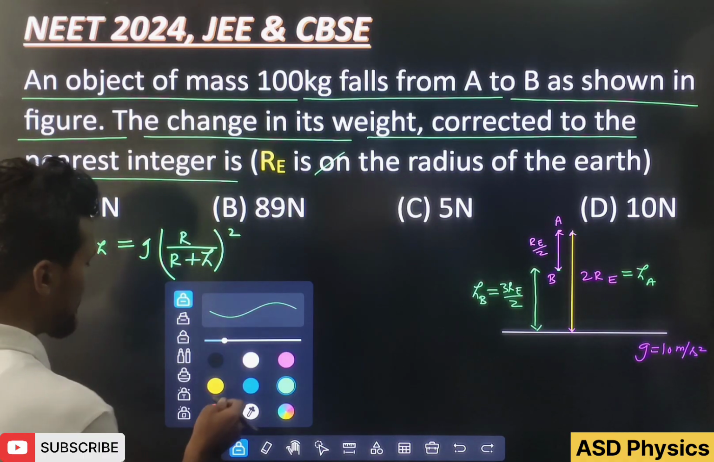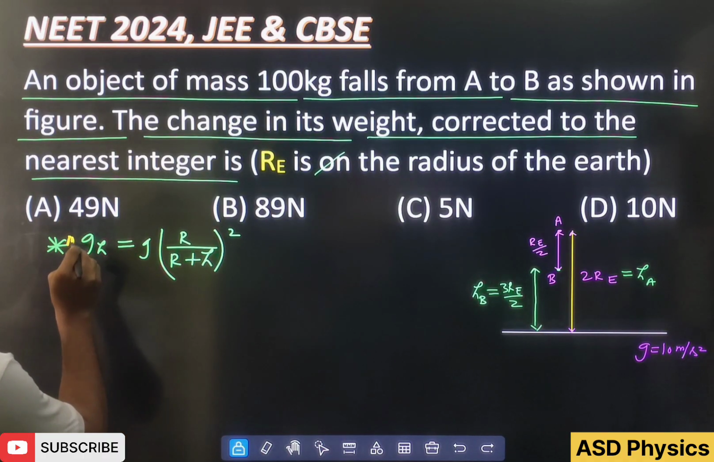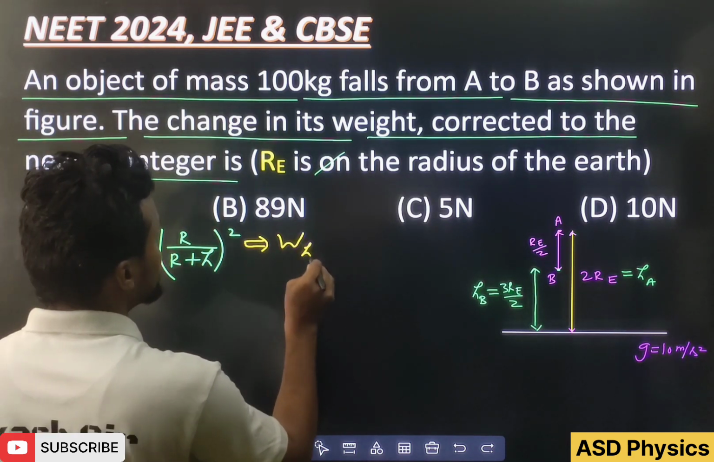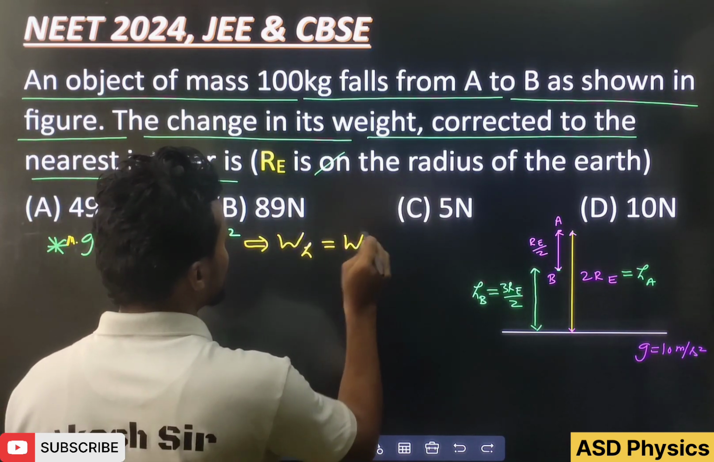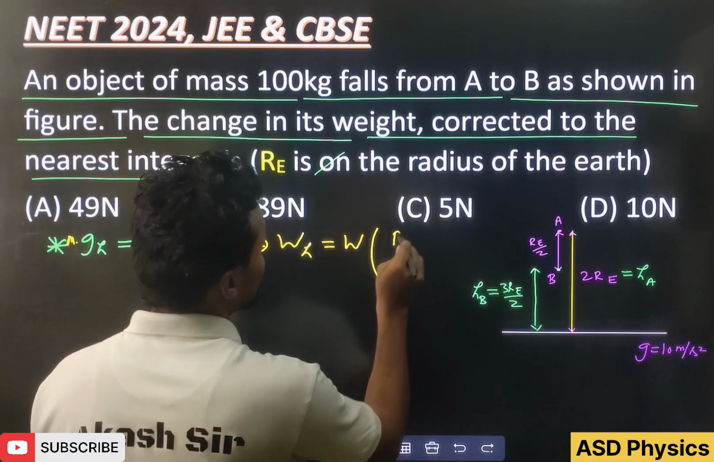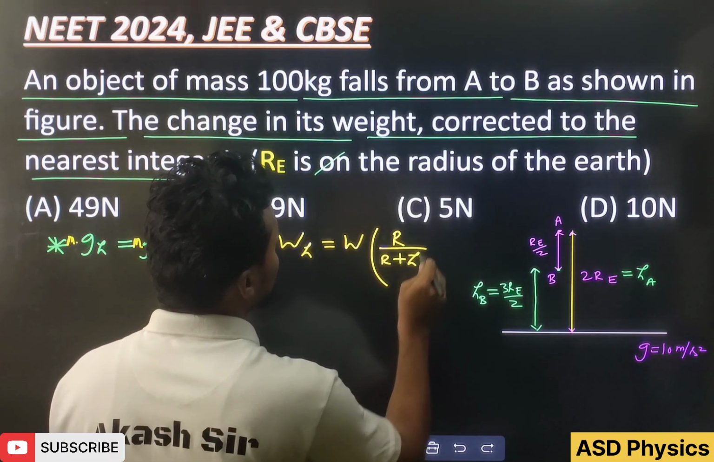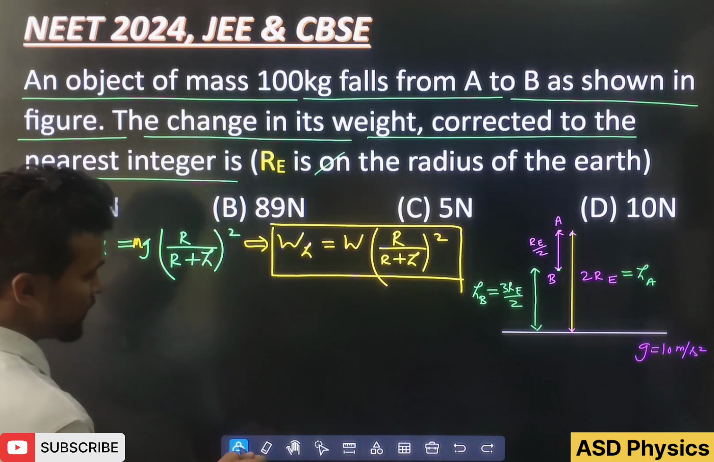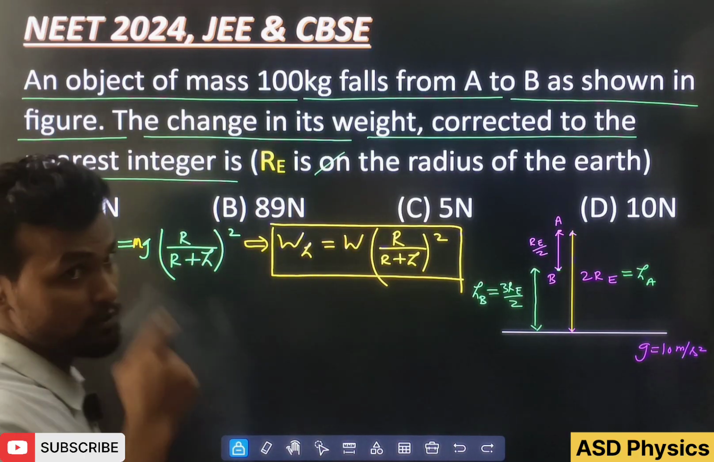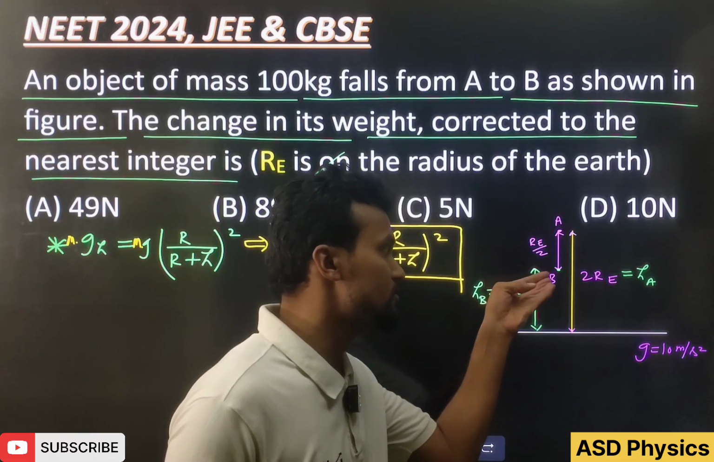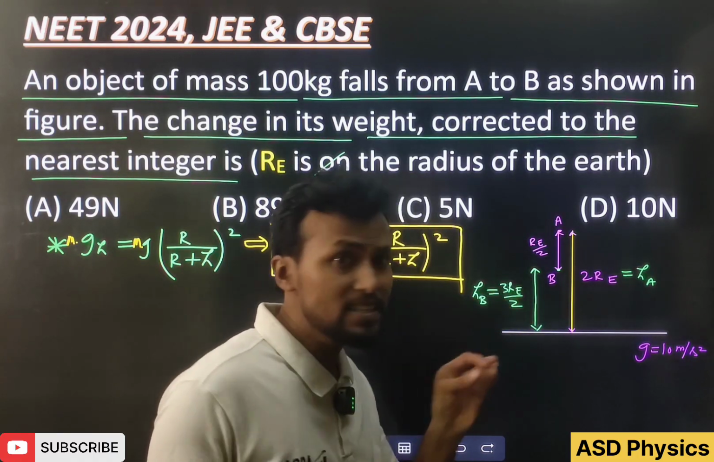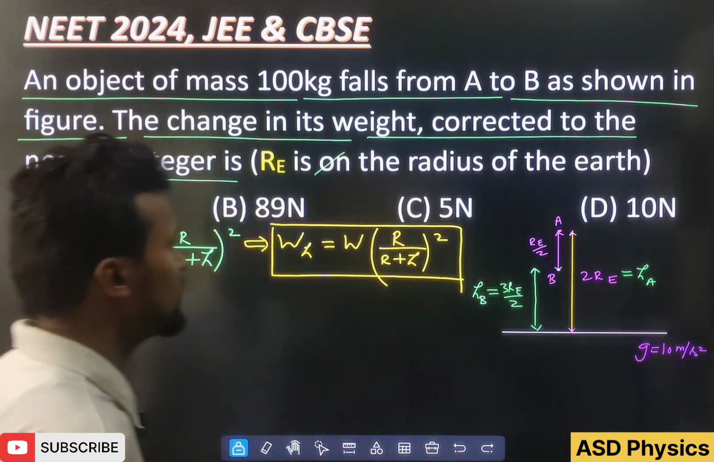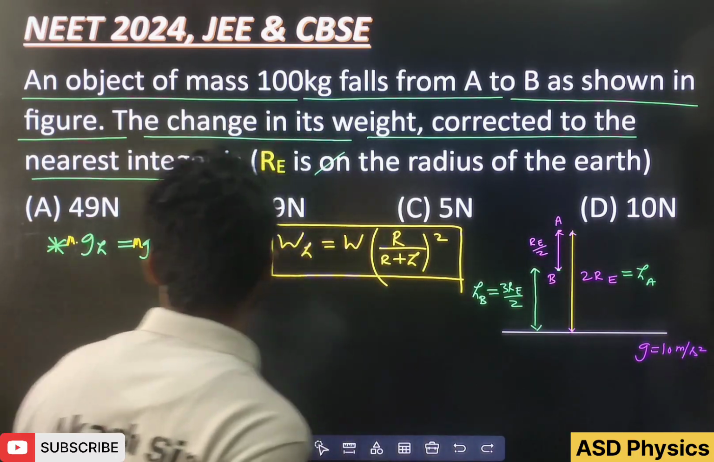After that, what I am doing here, if I multiply both the sides with the mass of the body, I can write WH is equal to W on the surface times R by R plus H whole square. Okay, this is the main formula. Now we have to calculate the difference of the weight, and you know very well when the object is at point B, the height will be less, so weight will be more. So WB will be greater than WA, because at B the height is less and at point A the height is more.